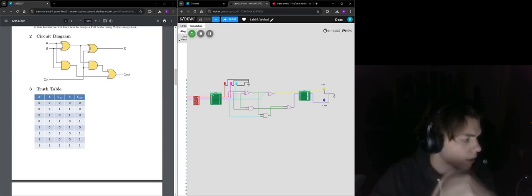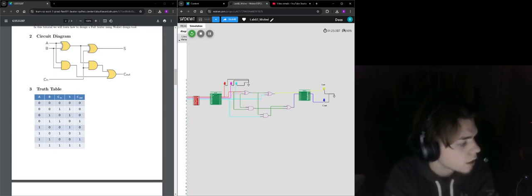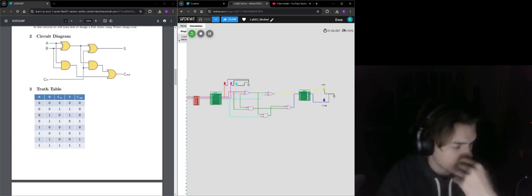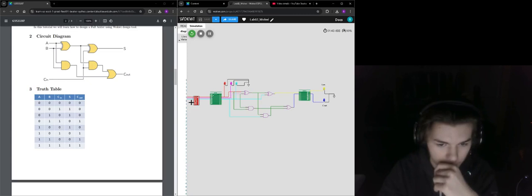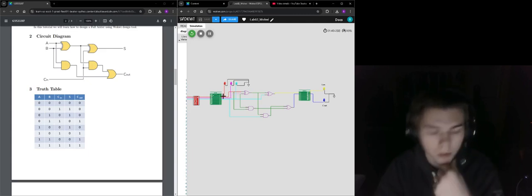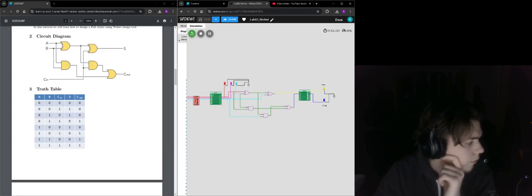Basically, the sum output is sum equals A XOR B XOR C in, and the carry output is equal to A and B, or C in and (A XOR B). This circuit takes three inputs, A, B, and C in, and uses the XOR and OR gates to compute the full adder outputs. And this is a dip switch here to produce the truth table that I'm flipping through. The LEDs are really helpful indicators to visualize what's going on, and it really helps you see how these circuits work.